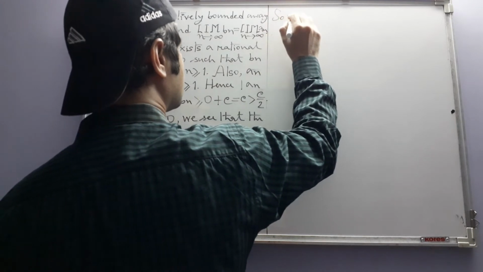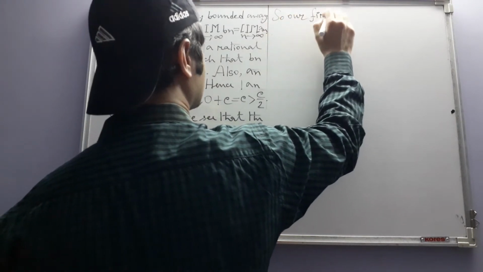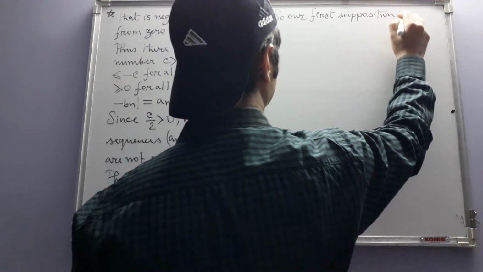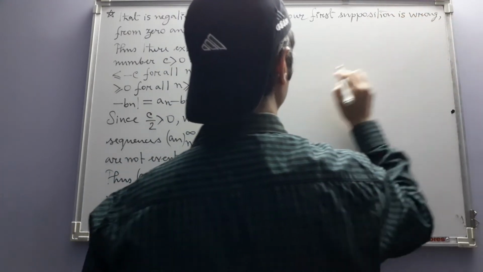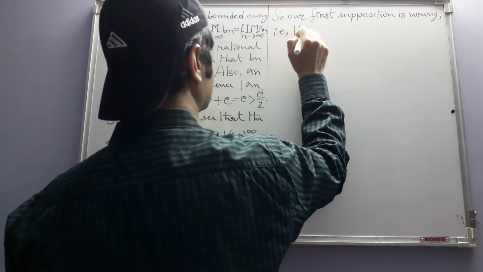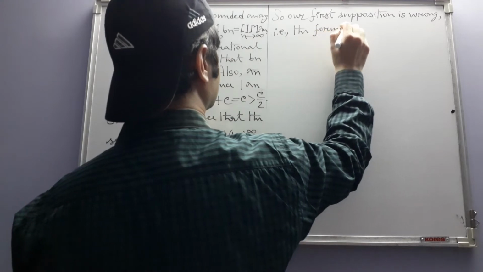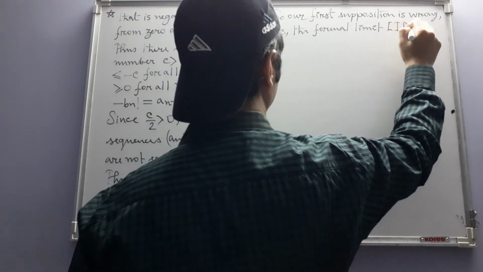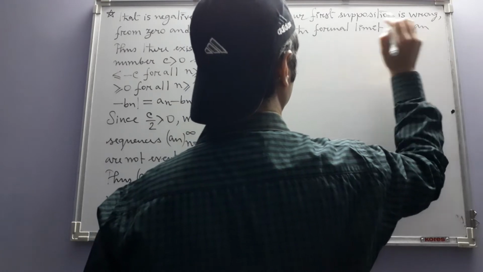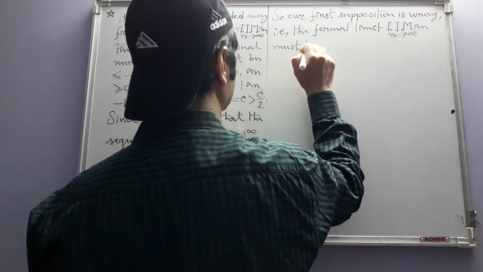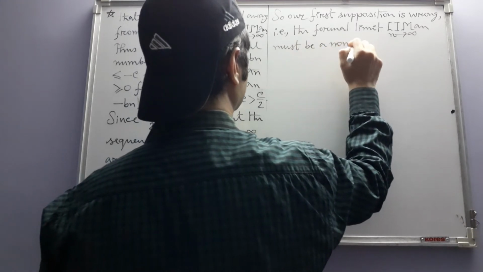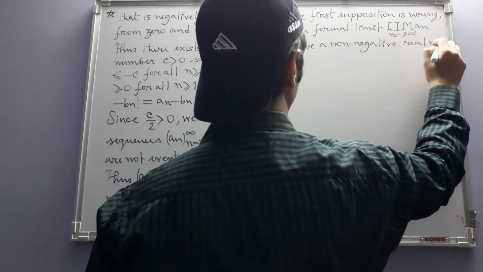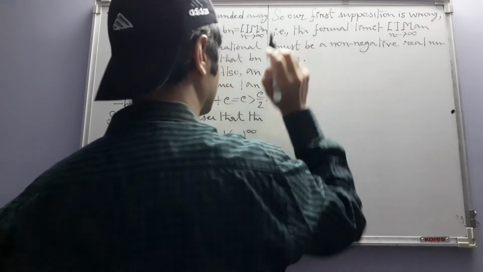So our first supposition is wrong. That is, the formal limit must be a non-negative real number. Okay.